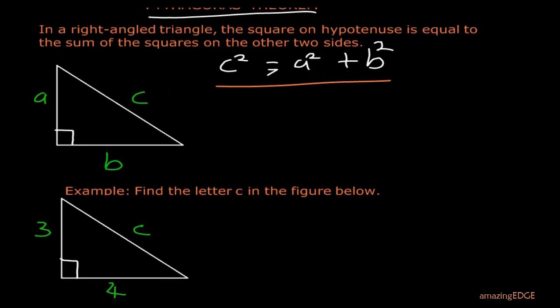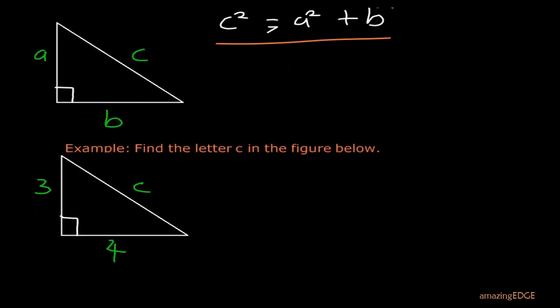So let's look at the figure below. Here we want to find the letter C, the value of C in this triangle. We observe that C is the hypotenuse, so it is the longest side. So by Pythagoras theorem, C squared will be equal to the square of 3 plus the square of 4. So this will be equal to 3 squared plus 4 squared.